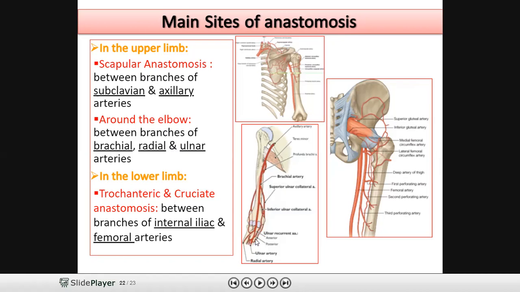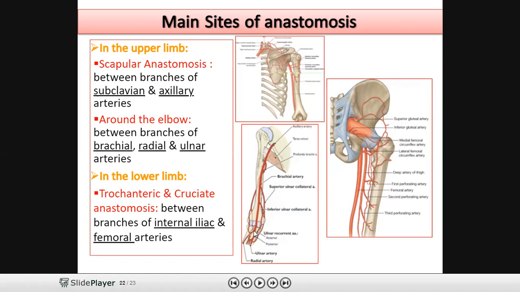So they give off branches. So we'll have an ulnar recurrent artery going upward. And we have the anterior ulnar recurrent and posterior ulnar recurrent. So they come and form an anastomosis around this elbow joint. Some vessels come from the brachial artery, some from the ulnar artery, and some from the radial artery, with the ulnar recurrent going upward. So they form the network of blood around the elbow joint. So this is called the elbow anastomosis.